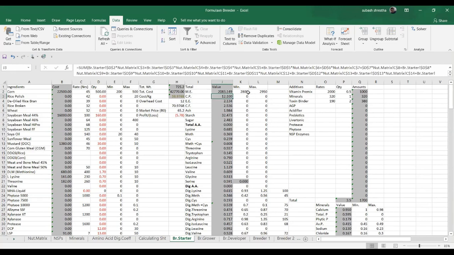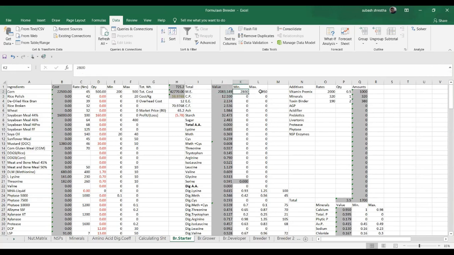And this is the minimum value and maximum value of metabolic energy. Here I have set the metabolic energy, so this is the maximum value you can put over here. As I've already mentioned, the minimum value is like 2900 for the broiler starter, and plus minus 50 is allowed. So it's 2800 to 3000, or 2950 to be more precise. So that's the maximum value you can put over here.